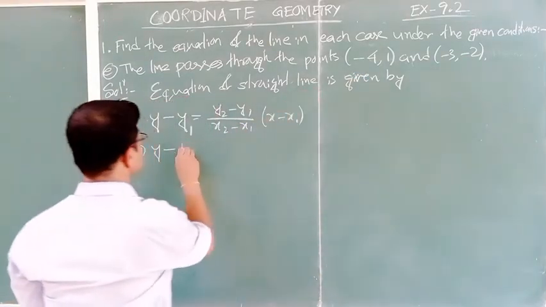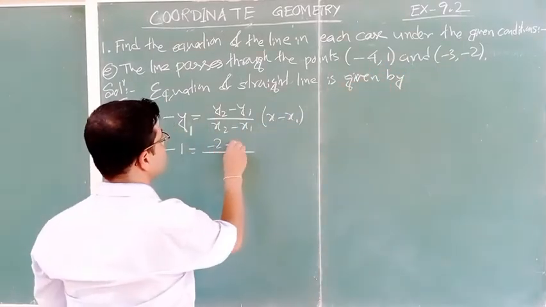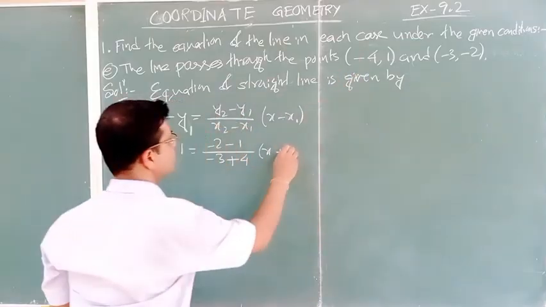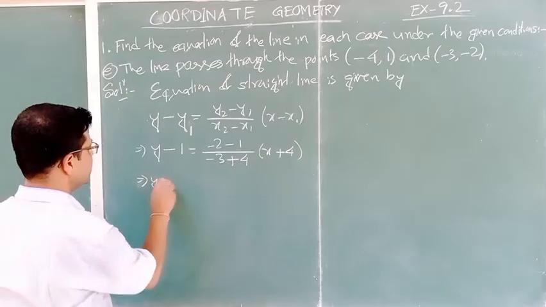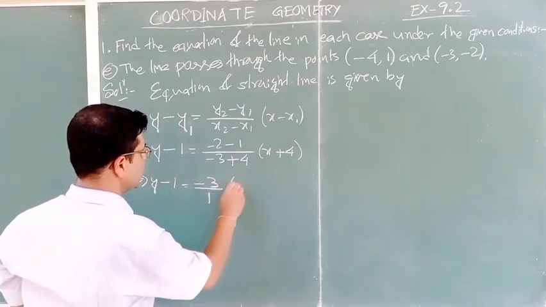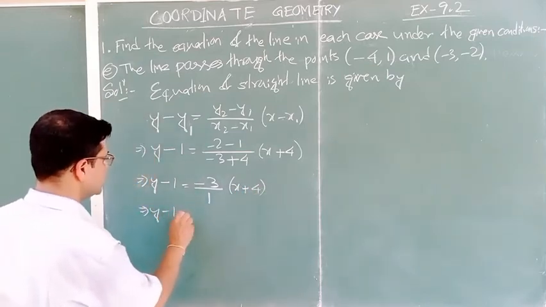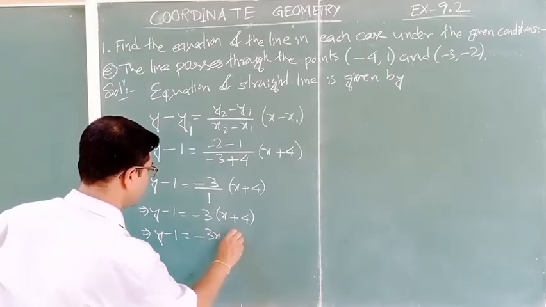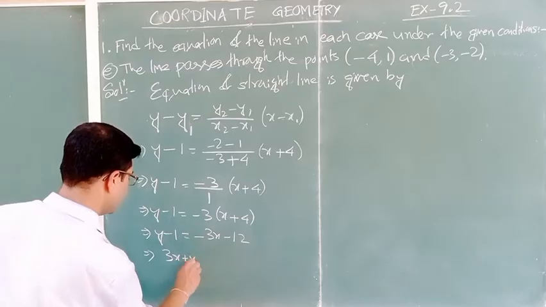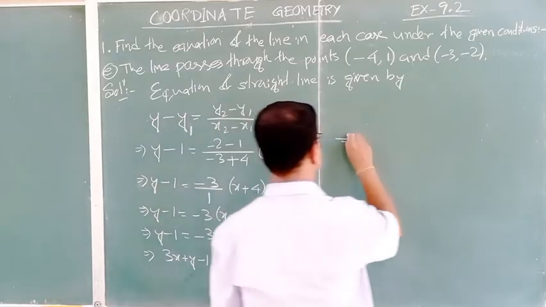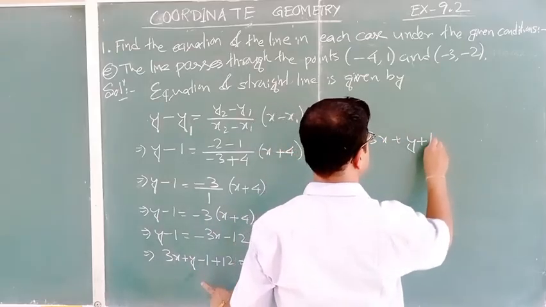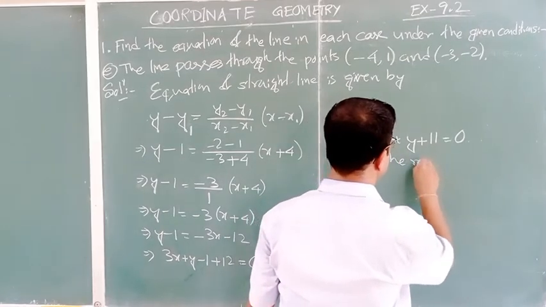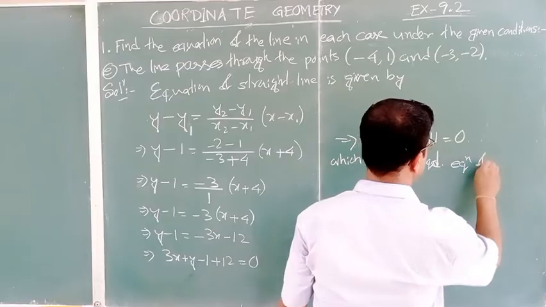So y minus 1 equals y2 minus y1, that is minus 2 minus 1, over x2 minus x1, that is minus 3 minus of minus 4, times x minus x1. So it is x plus 4, because x1 is minus 4. So this is y minus 1, this is minus 3, this is 1, x plus 4. Let us multiply here: y minus 1 equals minus 3x minus 12. So 3x plus y minus 1 plus 12 is equal to 0. If we simplify further, we get 3x plus y plus 11 is equal to 0. This is the required equation of the straight line.